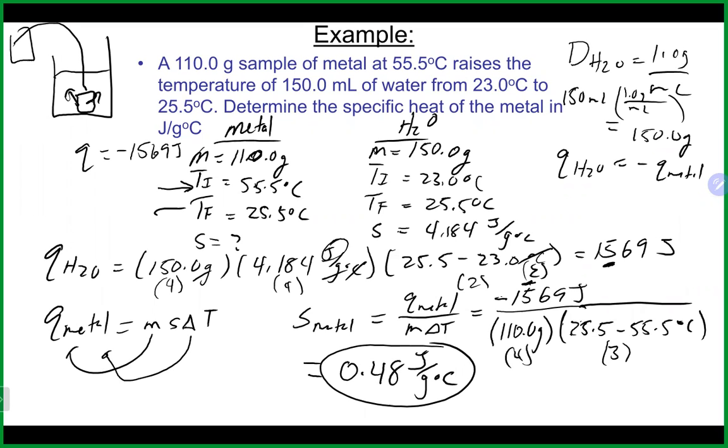So that's why that 1569, all that energy had to come from the metal. So it's the exact same number for the metal, just negative because it's exothermic. Other questions? All right. So in this case, obviously the water temperature went up, right?